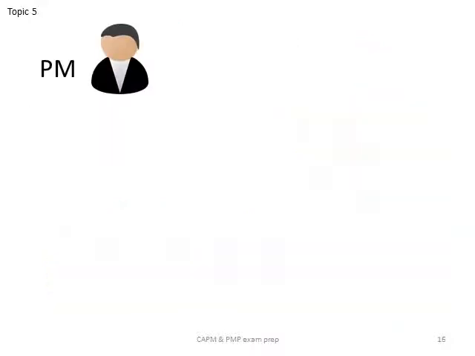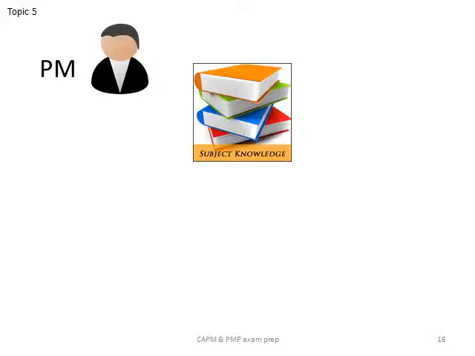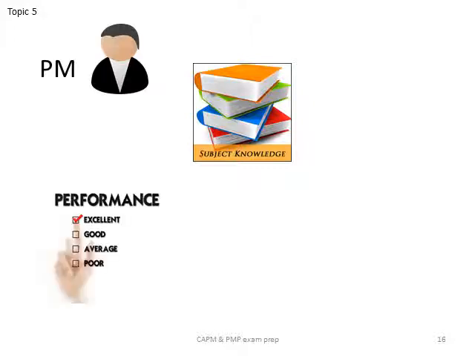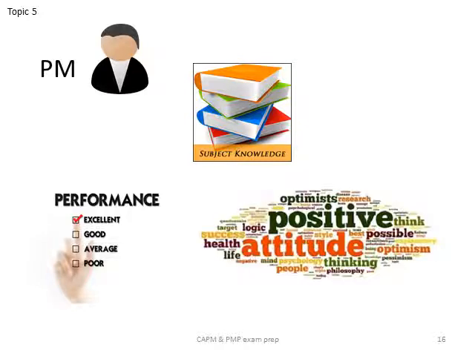A project manager requires the following competencies: knowledge about project management, and of course the subject as it relates to the project. Performance: how well they actually perform, how well the project manager is able to do things and accomplish things as related to the project. And professionalism: how the project manager behaves when performing any of the project-related activities. What is their attitude? What is their personality like?